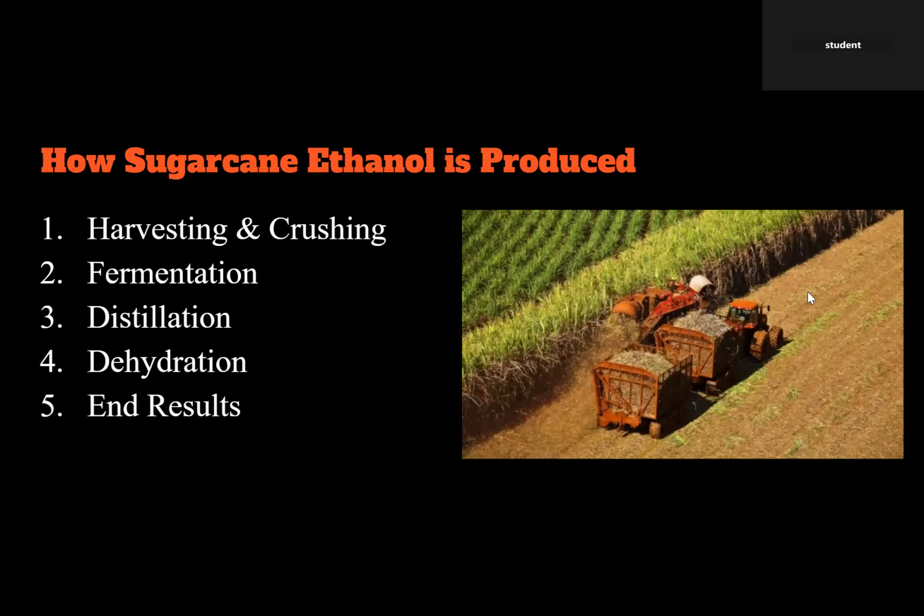So how is sugarcane ethanol produced? It is important to understand that sugarcane ethanol isn't just a simple process. It goes through several steps to make. First is harvesting and crushing. When it is fully grown and ready to harvest, it is cut down and then transported to get crushed. The reason they crush it is so they can secrete the juice that is inside the sugarcane. After it's crushed and we get the juice, we then have to ferment it.